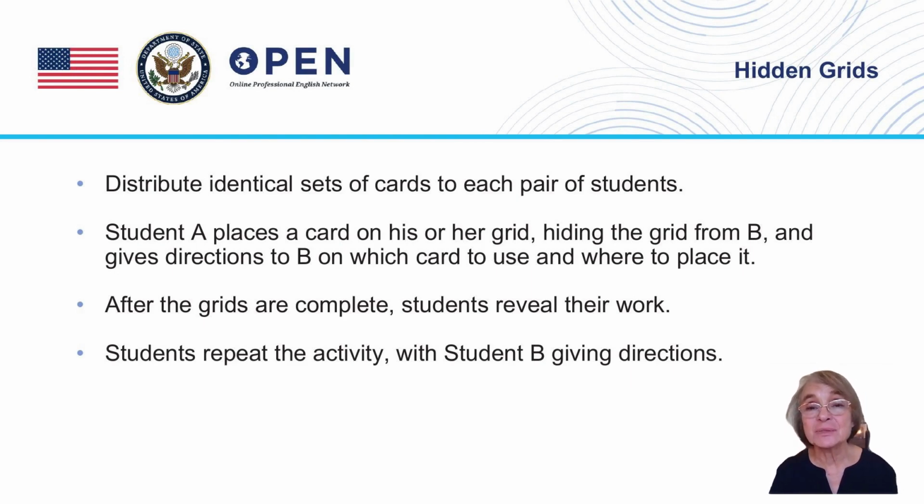Student A places one of the pictures on A's grid and then gives student B oral directions for doing the same thing. For example, place the picture of a tree in the top row left column. Student A continues giving directions until all the squares on the grid are filled. Then the two students show each other their completed work, hoping that their grids match. The students collect their cards and repeat the activity, this time with student B giving the directions.